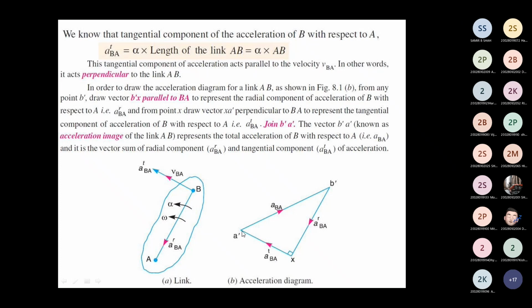Okay, it means we get this end point of the tangential part and also the end point of the radial part. Now join both parts. This is known as the tangential part of this link.